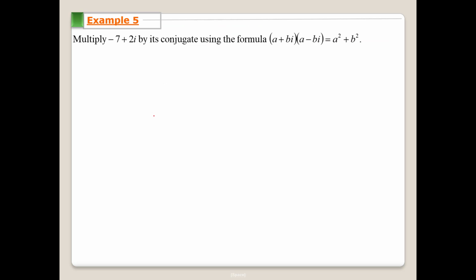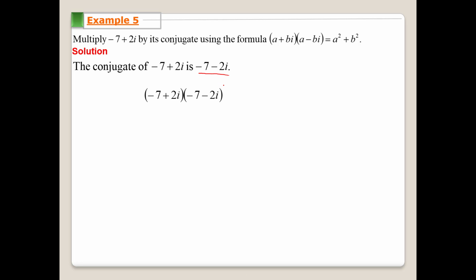So let's do an example. We have -7 plus 2i. Multiply -7 plus 2i by its conjugate using the formula that we have right there. So the conjugate of that is -7 minus 2i. This is our conjugate right there.